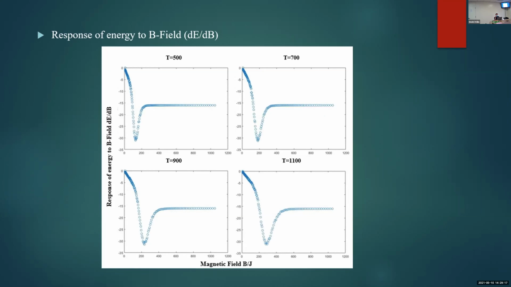In the last figure, I plotted the derivative of the energy with respect to the magnetic field. As you see, after a threshold value, the derivative of energy stays constant, which means energy is linearly dependent on the magnetic field in large magnitudes. The minimum point of the plot is shifted toward larger magnetic fields by increasing the temperature. In low values of magnetic field, the slope of the plot decreases at higher temperature.